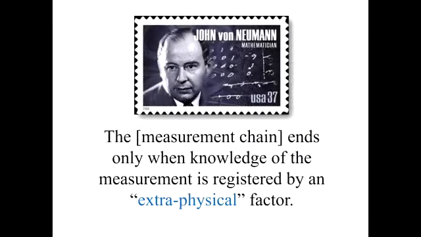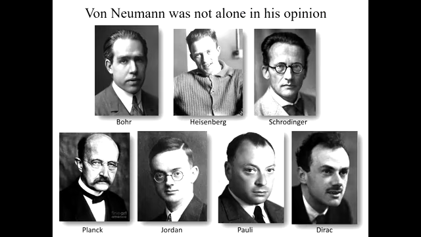John von Neumann said that the measurement chain ends only when knowledge of the measurement is registered by what he called an extra-physical factor. In other words, you can't use another physical system to end the chain because it just becomes more quantum. So you need something extra-physical, by which he meant consciousness. And he wasn't alone in his opinion.